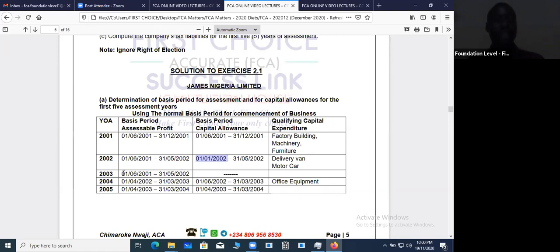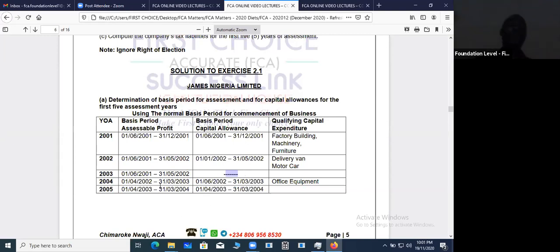Now, if you look at 2003, this is an exact copy and paste of 2002. So there are bound to be an exact overlap. You can find June 2001, and you can also find 31st May 2002 here. So it's an exact overlap. For capital allowance, it is a dash.